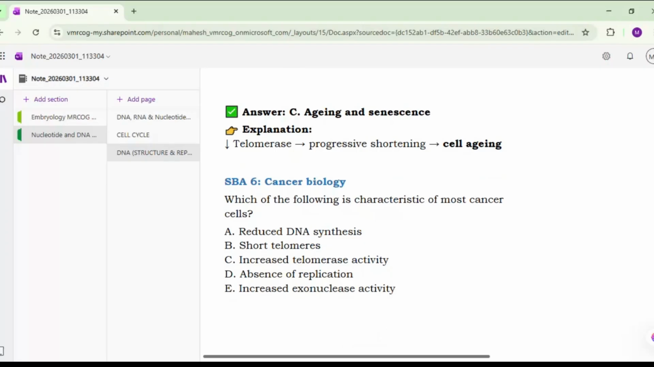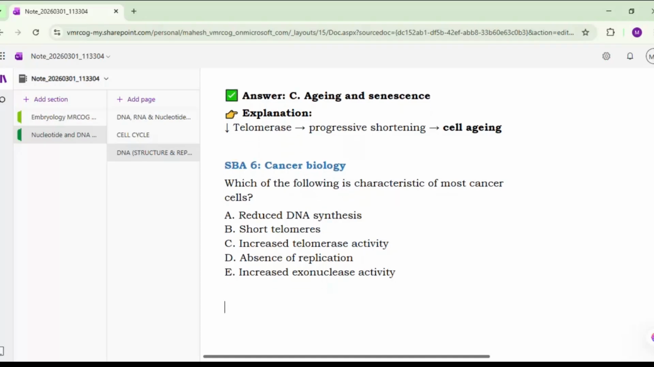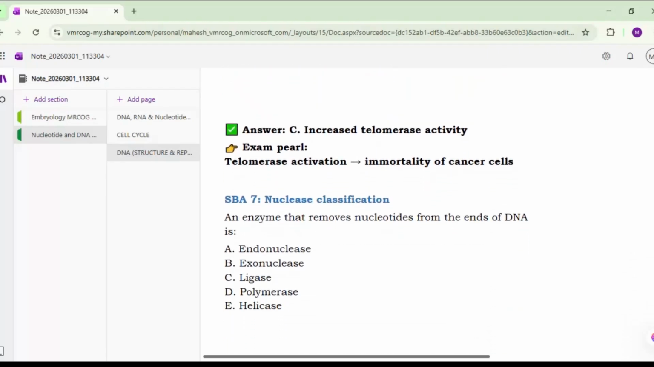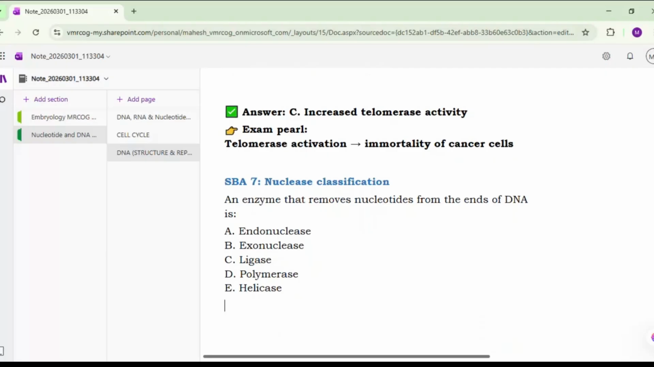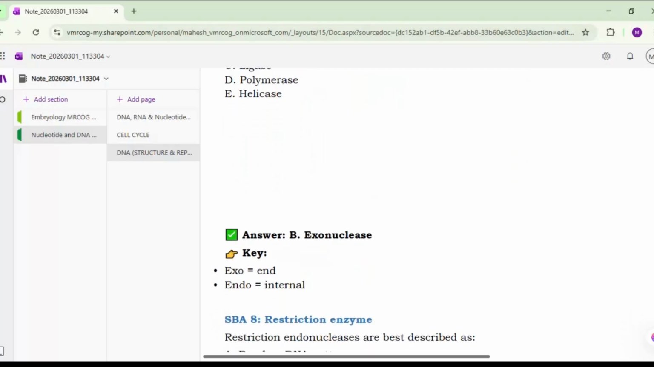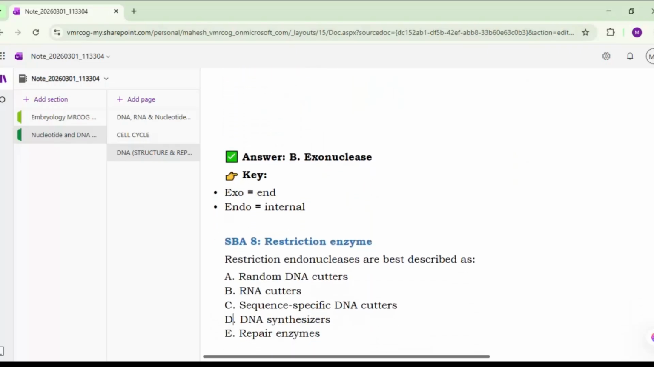Next. Which of the following is characteristic of most cancer cells? Reduced DNA synthesis, short telomeres, increased telomerase activity, absence of replication, increased exonuclease activity. Option C, increased telomerase activity. Correct. An enzyme that removes nucleotides from the ends of the DNA is option B, exonuclease. Correct. So exo will act at the end, endo will act internally.